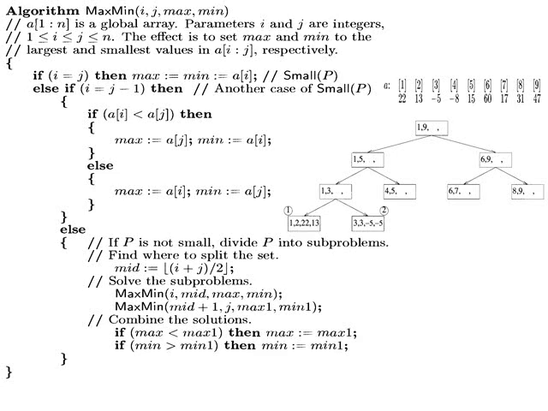So find where we have to divide. So find the middle element. Mid is equal to I plus j divided by 2. Then again apply this max min for the two lists which we have divided. One is up to mid and another one is from mid to the end.